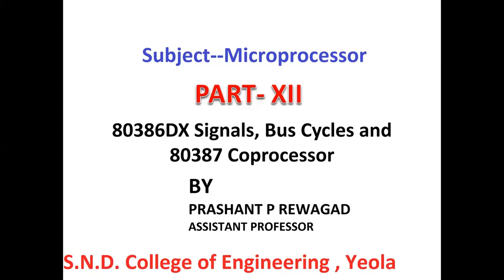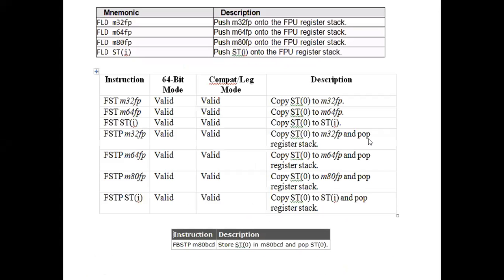Hello friends, today we are discussing the subject microprocessor, unit number 6. This lecture is part 12. It explains some of the bus cycles, the DS signal, and some of the instructions.